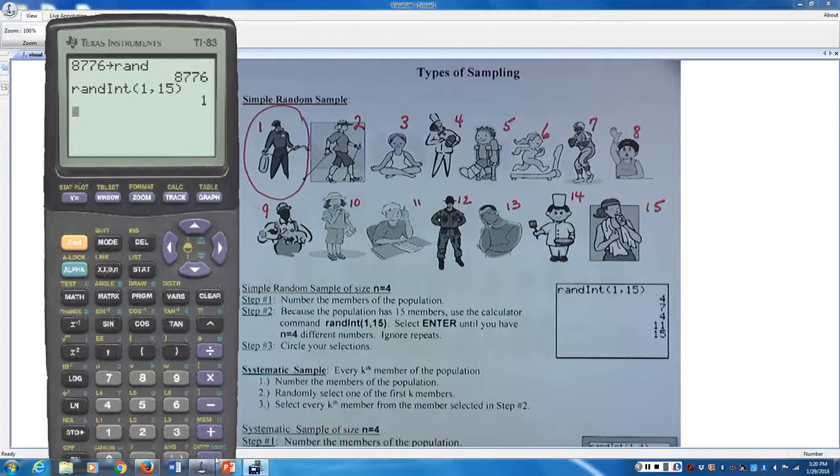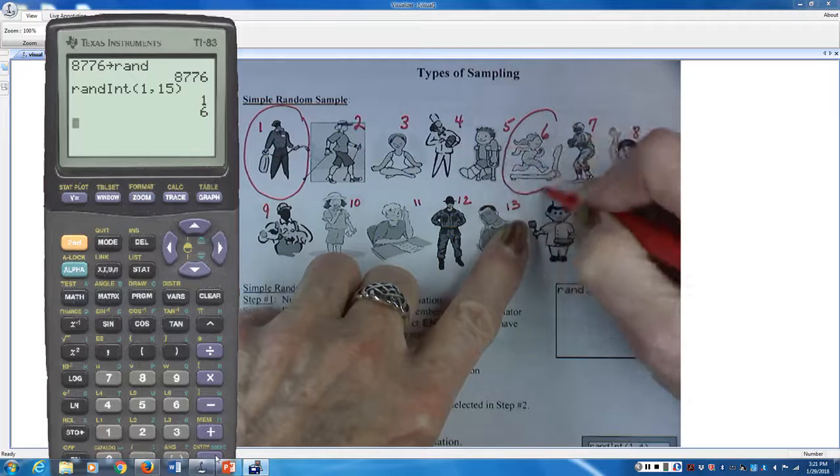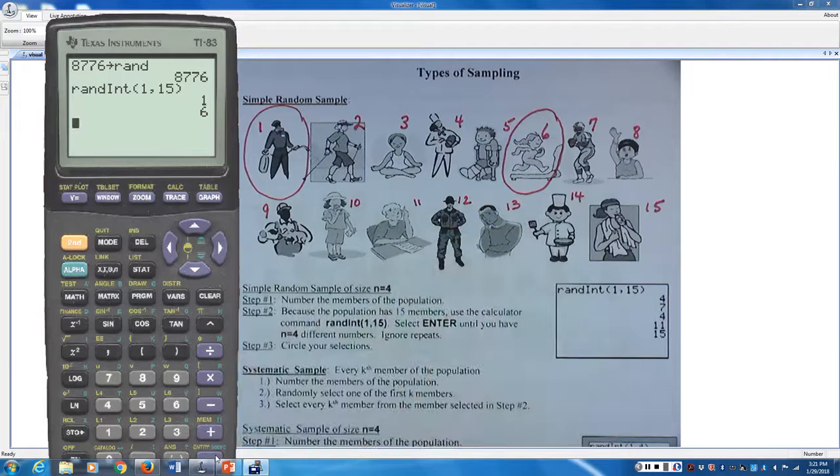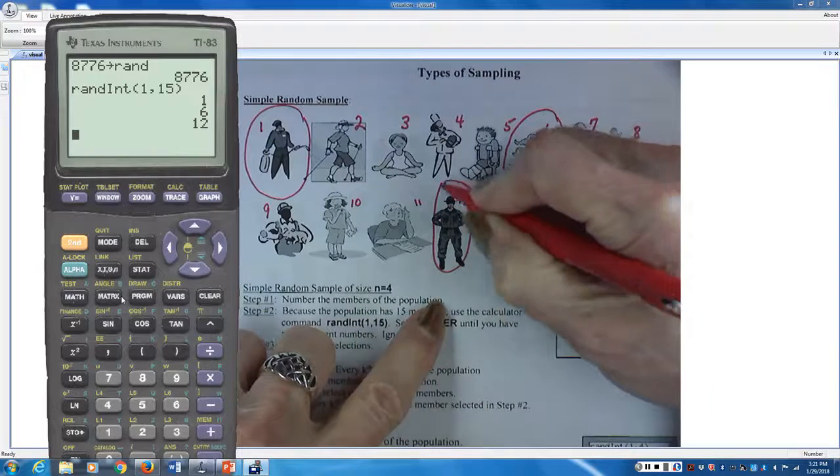And then hit enter again. So my second person is person number 6. So I look on my list, and I circle person number 6. And then you do that again. You just hit enter again. And mine says, now choose person number 12. So I'll circle person number 12.